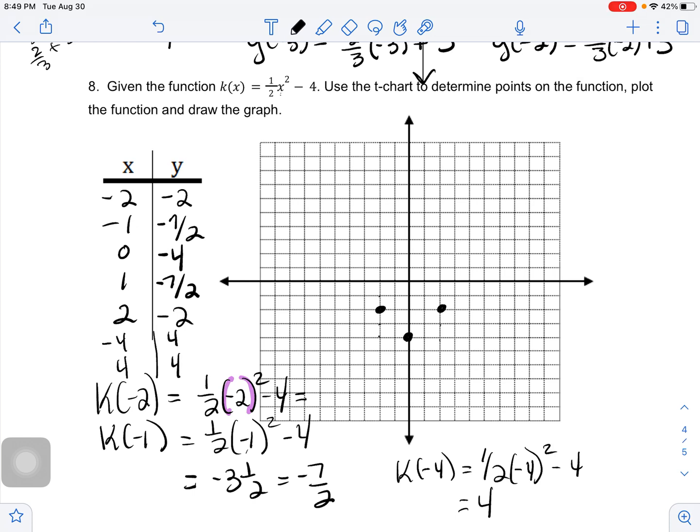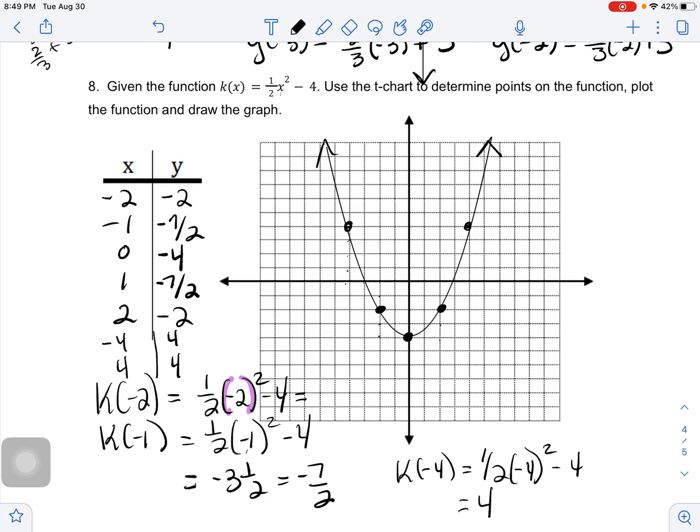So 1, 2, 3, 4, 1, 2, 3, 4. And then -1, 2, 3, 4, 1, 2, 3, 4. And hopefully by now you're seeing some sort of a curve. Maybe you recognize it, maybe you don't. It's called a parabola.